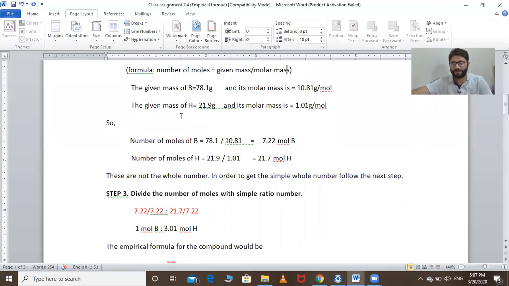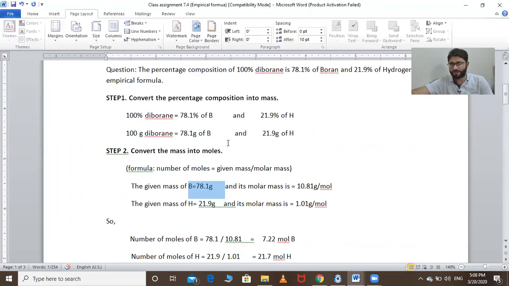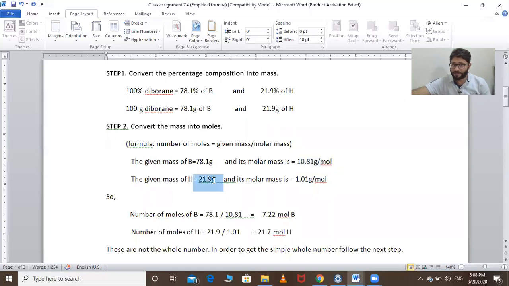Same for hydrogen. The given mass of boron in the question is 78.1 grams. This is what is given in the question. And its molar mass, if you go through the periodic table, you can see that it is 10.81 grams per mole. Same for hydrogen, the given mass is 21.9 grams, while its molar mass is 1.01 grams per mole. Now we have two things: the given mass in the question and the molar mass you can find from the periodic table. When you get these two things, you have to put them in the formula that's given over here.